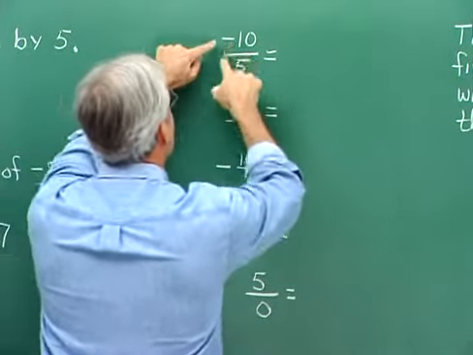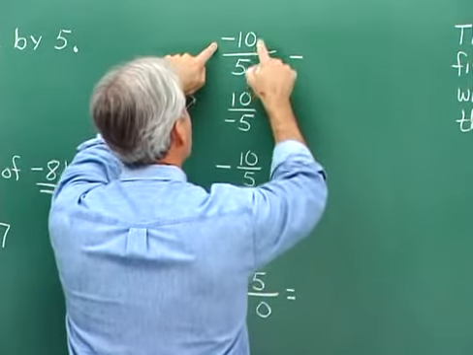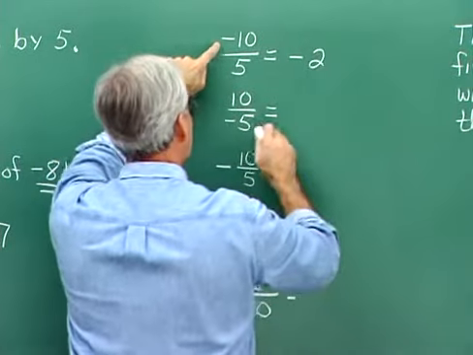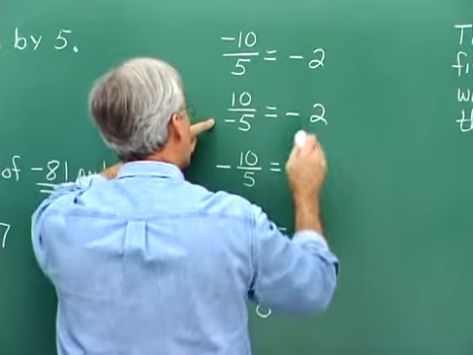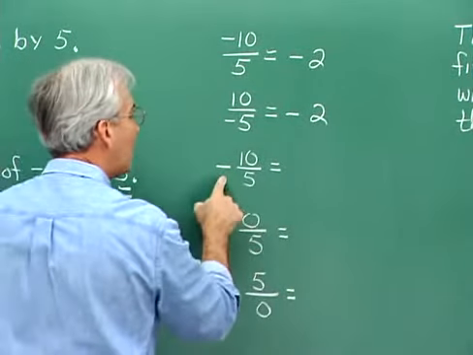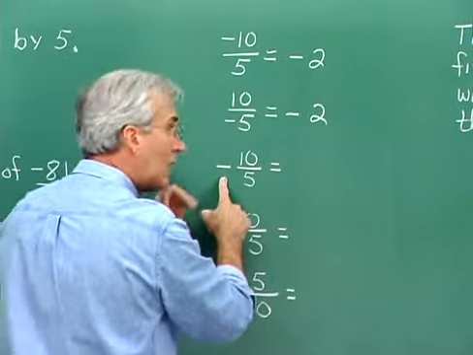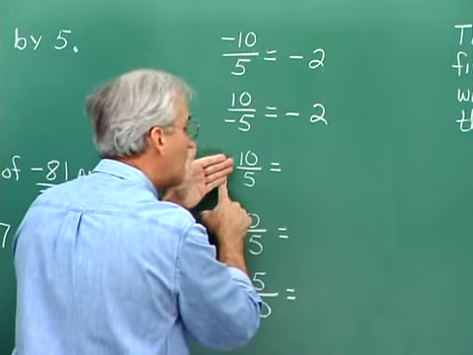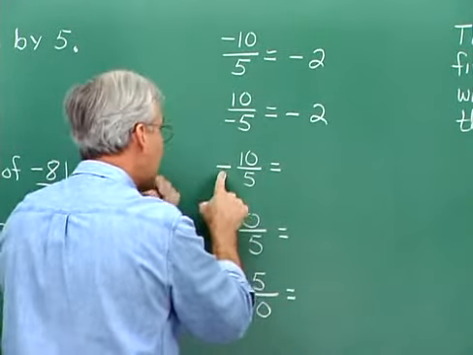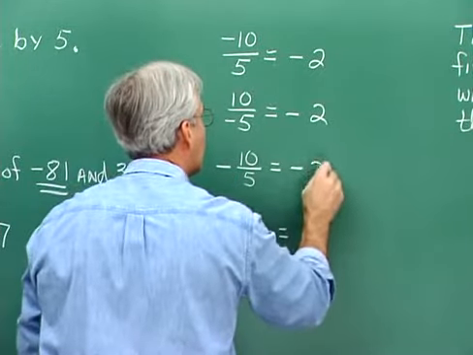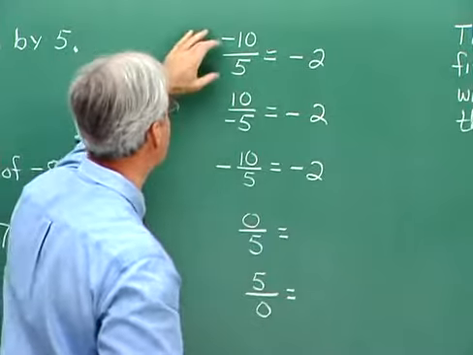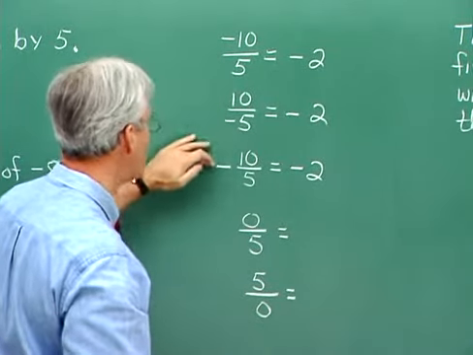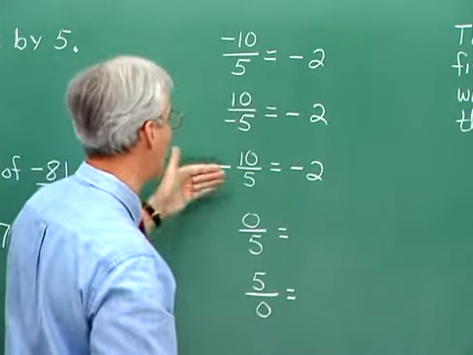Here the signs are different, so we get a negative result. 10 divided by 5 is 2, so negative 2. Here the signs are different, we get a negative result. 10 divided by 5 is 2. And here this can be thought of as the negative of 10 divided by 5. 10 divided by 5 is 2, so this is negative 2. We get the same answer in all of these, and the important thing to notice is that this minus sign appears in three different positions in this fraction.